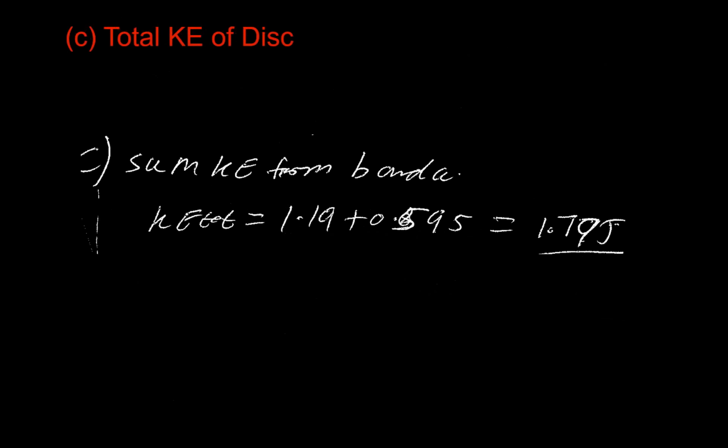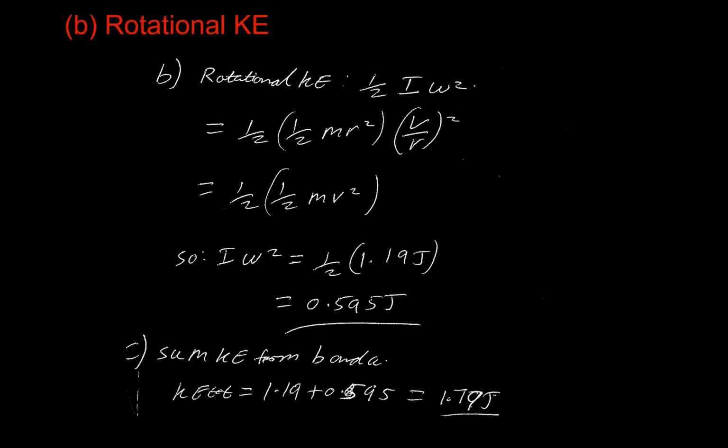Now the rotational kinetic energy here is going to be half I omega squared. If we substitute in for I, this is half mr squared multiplied by v over r squared here, and that's going to give us 1/2 times a half mv squared. If we go through this, we can then say 1/2 I omega squared is equal to 1/2 of 1.19 joules, which will give us 0.595 joules. That's the rotational kinetic energy.